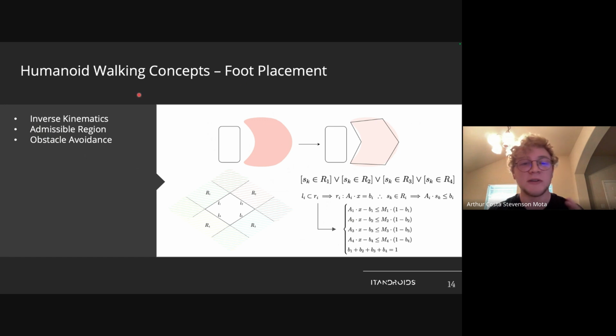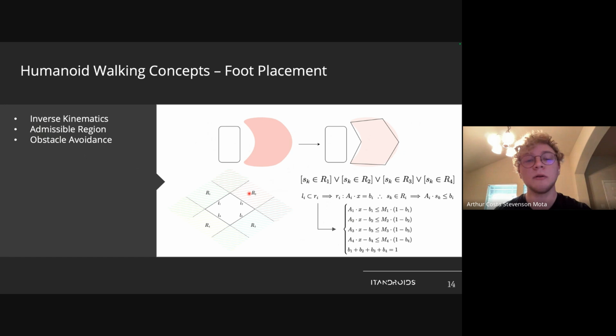So from these concepts, we want to later define where we can place the robot's foot. Currently, the approach that I have deemed the most interesting is to define an admissible region, through mostly inverse kinematics, which I will talk about a little later, where the foot can be placed, and then to simplify this so that the constraints can be placed on the position of the foot.